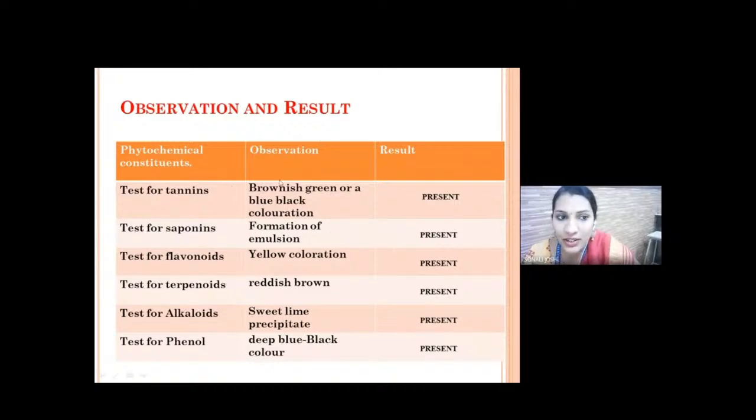Now the observation and result. We do the tests for the phytochemical constituents like tannins, saponins, flavonoids, terpenoids, alkaloids, and phenol. In the tannin test, we observe a brownish green or blue-black coloration, meaning tannin is present. For saponin, if we observe the formation of emulsion, saponin is present. A yellow color also forms, which is the test for flavonoids. For terpenoids, a reddish brown color is formed, meaning terpenoids are present. For alkaloids, a precipitate is formed, meaning alkaloids are present. For phenol, a deep blue-black color is formed, meaning phenol is present.